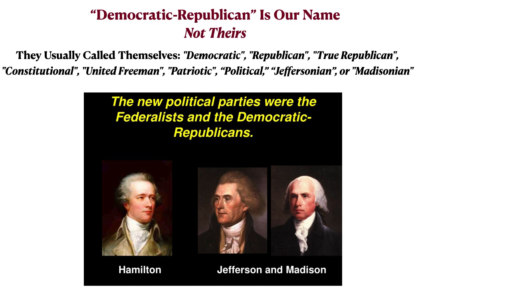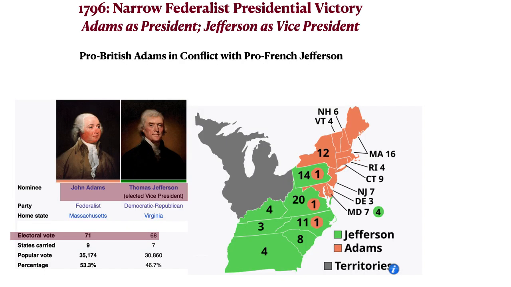Democratic Republican is our name, not theirs. They called themselves usually Republican, from what I've read, or Democratic, or Jeffersonian, or Madisonian, or other terms that were used, whereas the Federalists did use that term. Back to our actual elections.